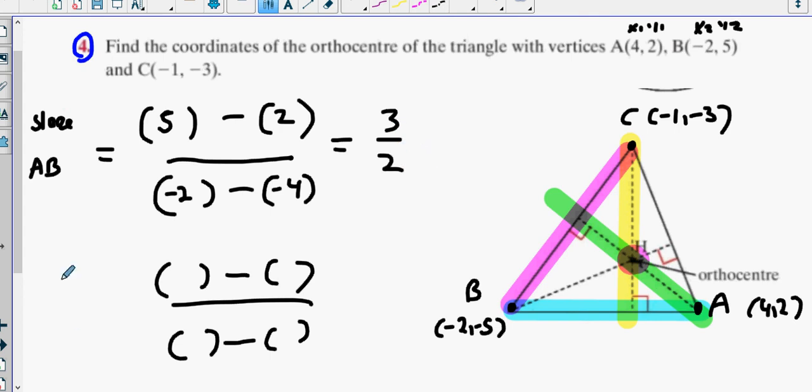Now, slope of BC equals, slope of BC is going to be, yes?